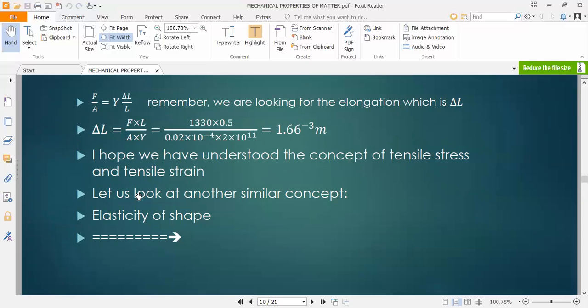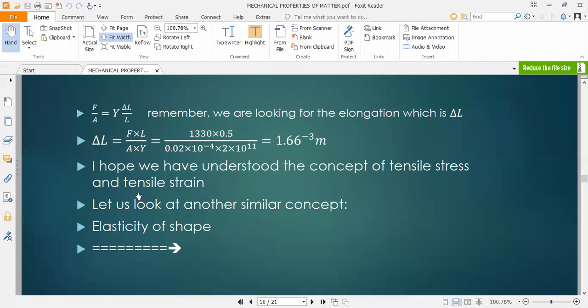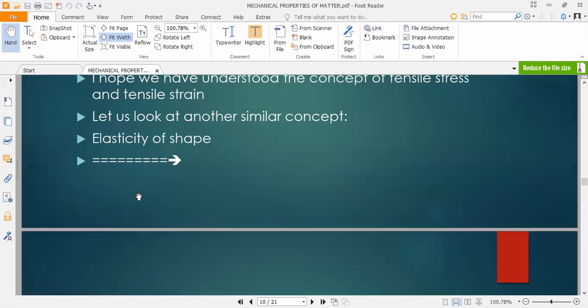elasticity of shape. So elasticity of shape will just be talking about changing the shape. Obviously it's not changing it in terms of, maybe it was previously a sphere and then you change it into a ball. No, it's still a sphere, but what are you doing to that sphere?